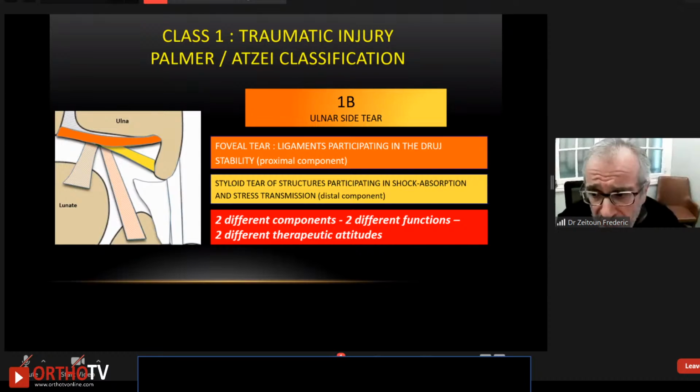Class 1B lesion may involve the foveal insertion of the radioulnar ligaments or the styloid insertion of the TFCC, which are two different structures, belonging for the first one to the proximal component and for the second to the distal component of the TFCC. So they have two different functions and the treatment will be completely different. The lesion, of course, can also affect both components simultaneously.